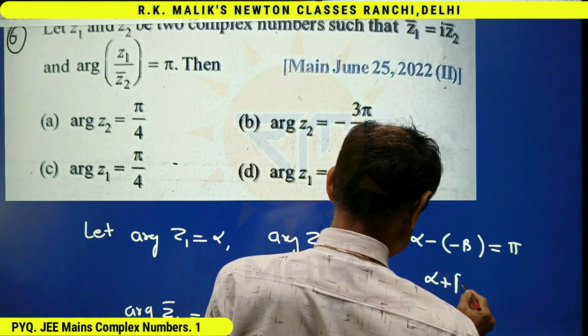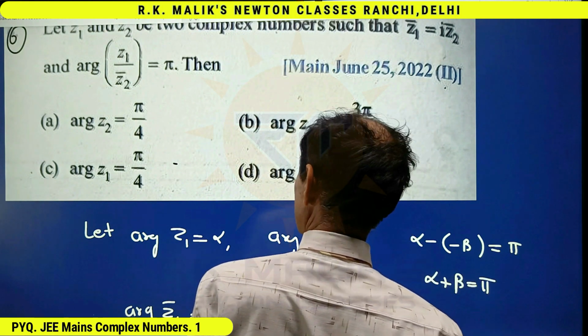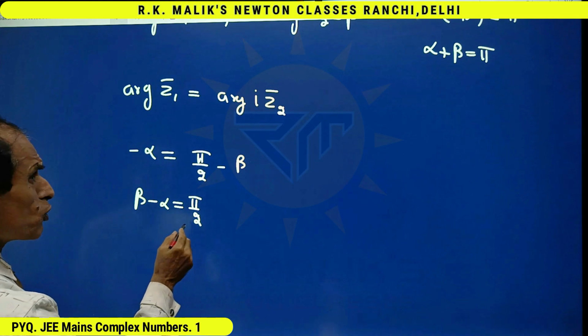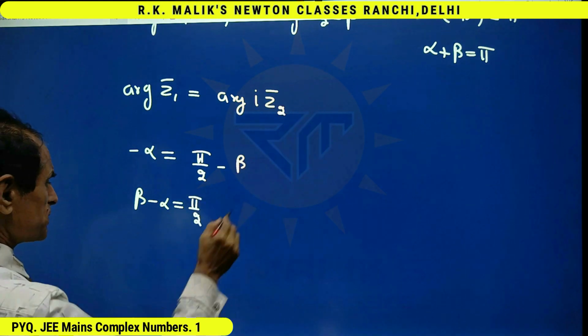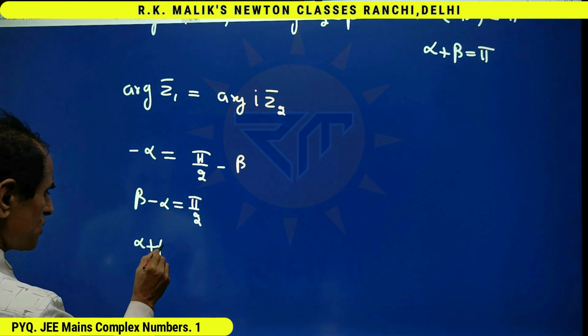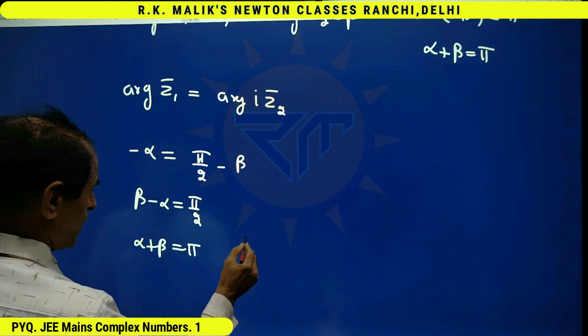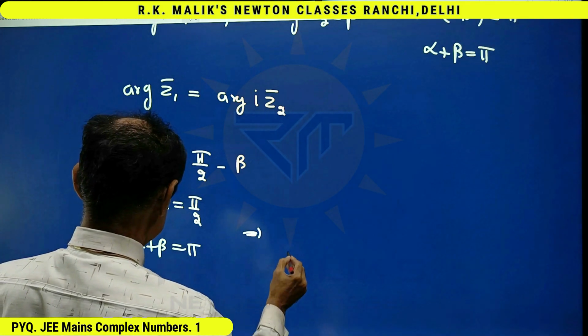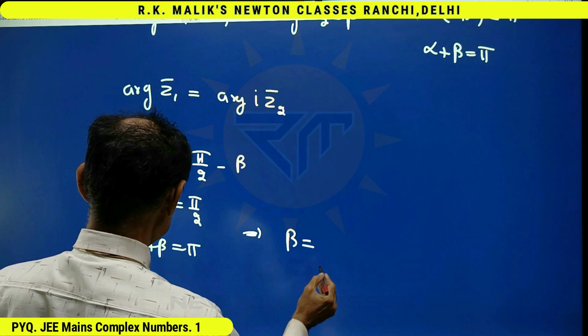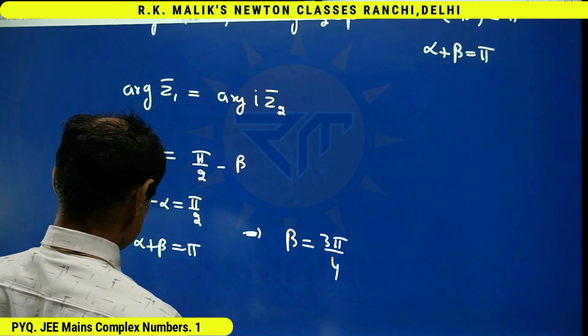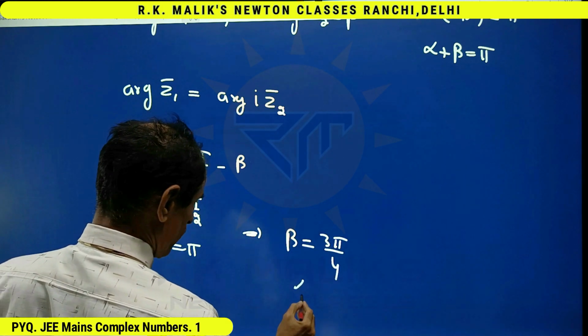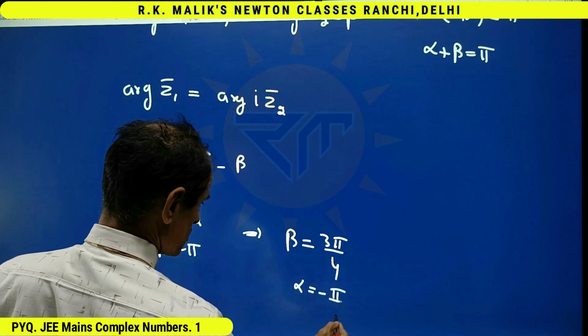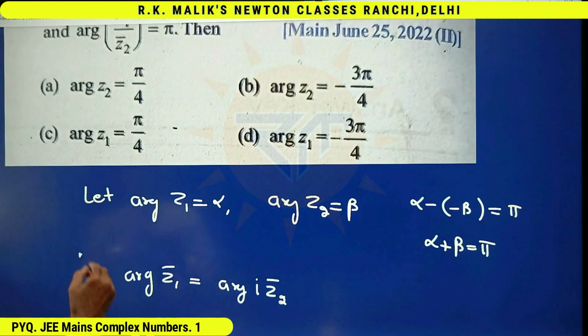pi, that is alpha plus beta is pi, and beta minus alpha equal to pi by 2, alpha plus beta equal to pi, implies that beta equal to 3 pi by 4. Hence alpha becomes minus pi by 4. Hence I can say C is the correct choice.